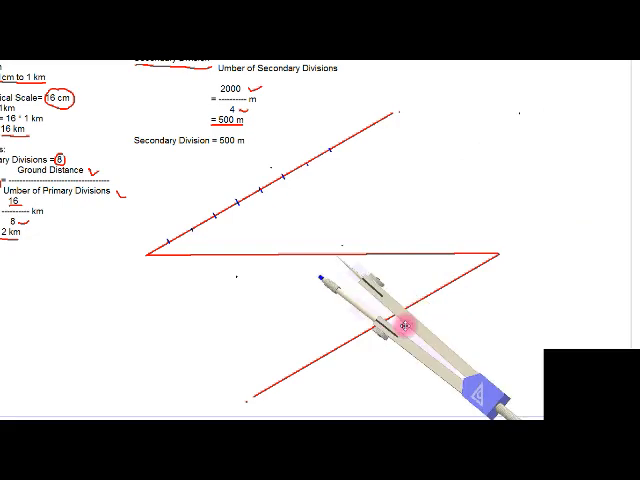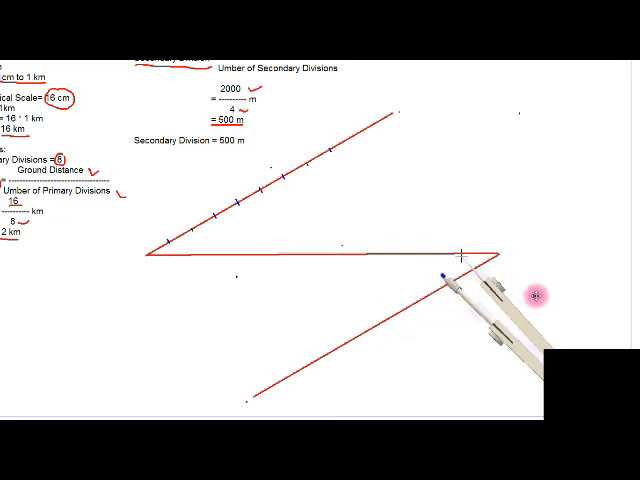Now don't change this distance which we have taken in the compass. By the same distance in the compass, we have to go to the other diagonal line, and from the beginning point of the diagonal line at the one end of the graphical scale, we have to divide this other diagonal line into the 8 divisions, that is the expected division.